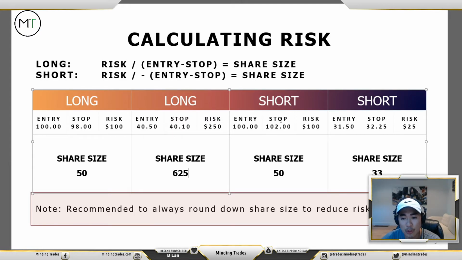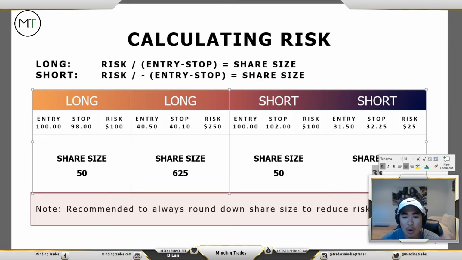On the other side, for shorts, if your entry is 100 and your stop is $2 away at 102 and you're risking $100, your share size is 50. So your entry is at 100 and you're putting that stop loss at 102, right? Same thing with the short at 31.50. Your stop is at 32.25. You're risking 75 cents with $25 risk. Your share size is 33 shares.